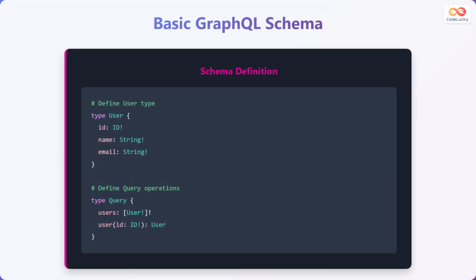Here's how to define a basic GraphQL schema. First, define a user type, specifying the fields for a user object such as ID, name, and email, along with their respective data types. The exclamation point indicates that a field is non-nullable. Next, define the query operations. Define the query type to specify the available queries, such as fetching all users or fetching a single user by ID.